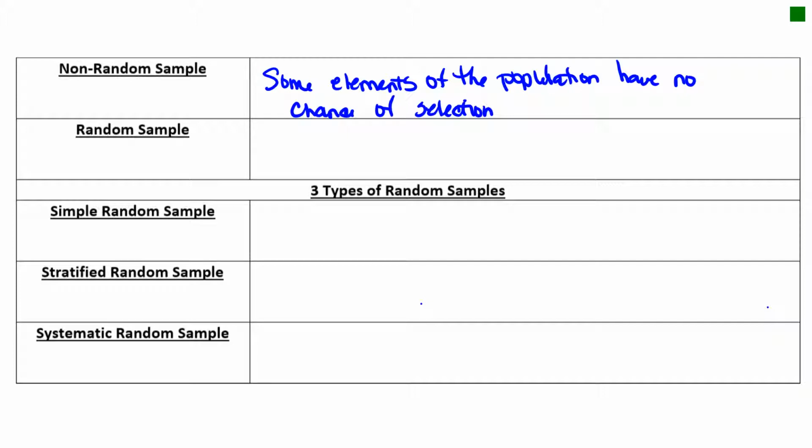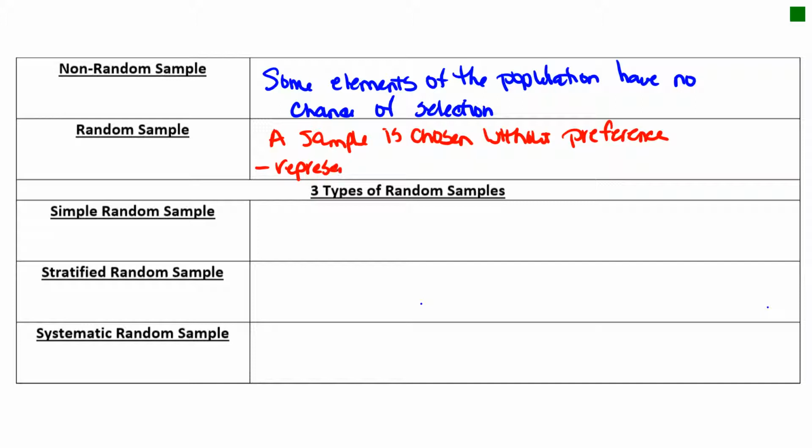So a sample, how do we want to write this? A sample is chosen, let's just write what I said. A sample is chosen without preference. My writing's terrible this morning. Okay, it represents the entire population.